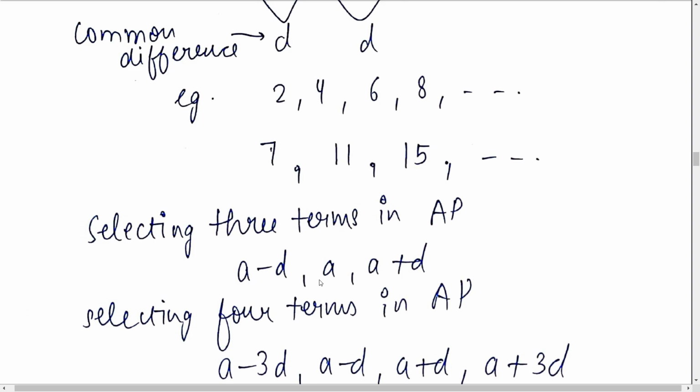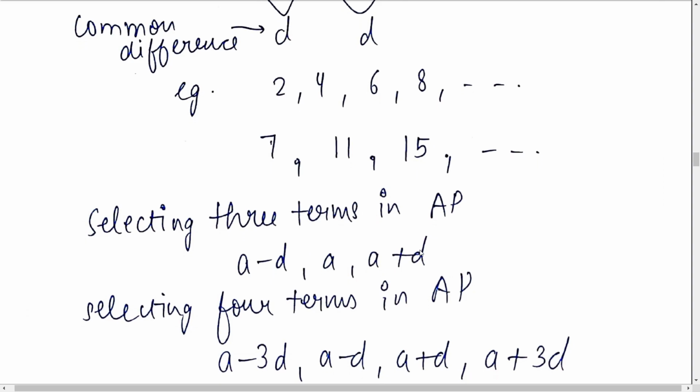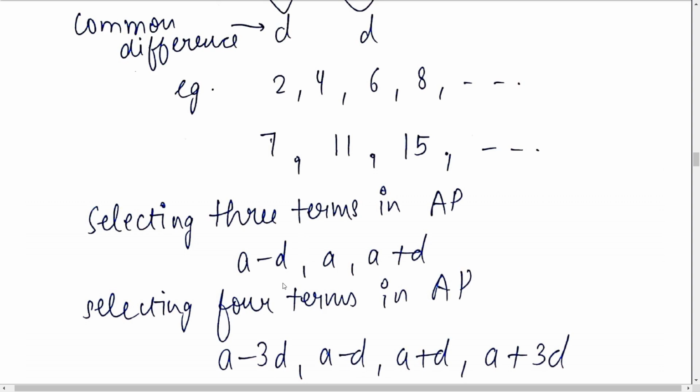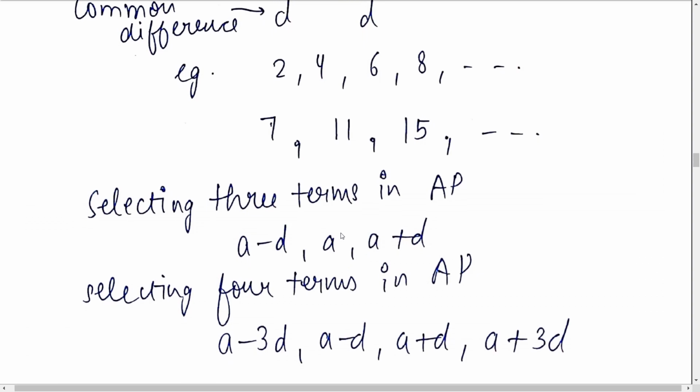A minus D, A and A plus D are generally selected as three terms in an AP because the common difference is D, and when you add them, D gets cancelled. You get 3A when you add them. So this is an important trick which is used in the polynomials chapter.